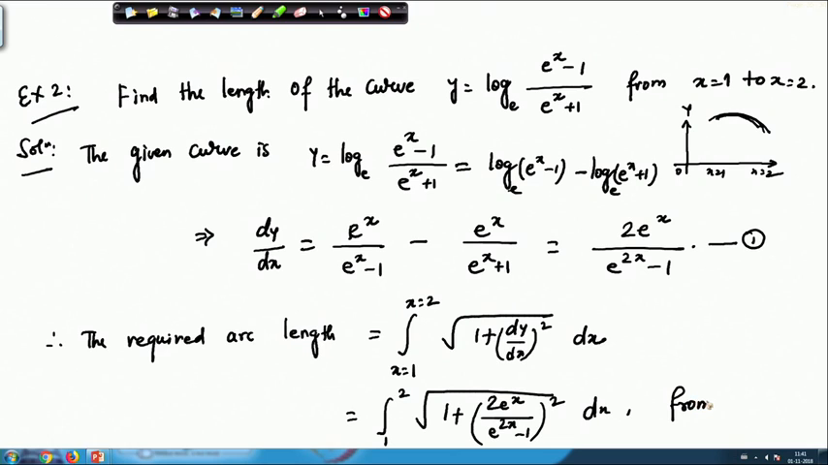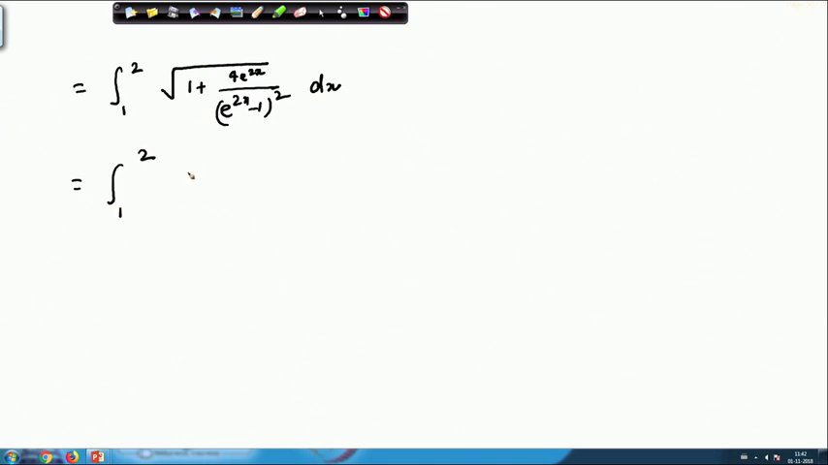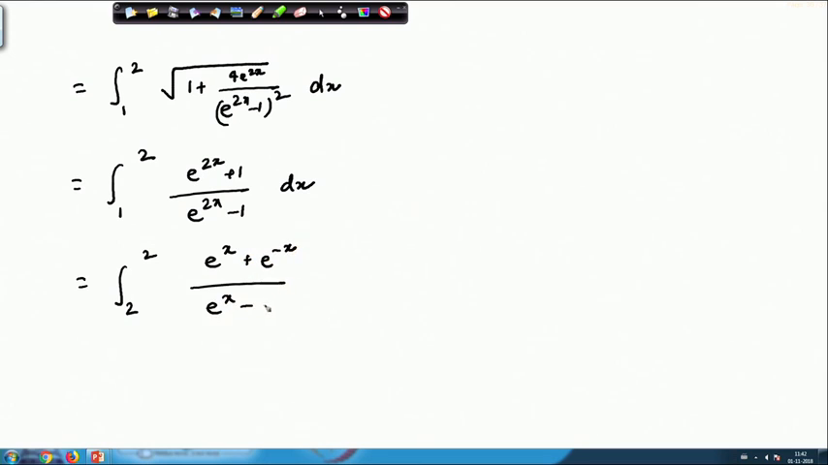We can write it as from 1. All right. So, if we do the square here, this will reduce to the integral from 1 to 2 of square root of (1 + 4e^(2x)/(e^(2x) - 1)^2) dx, and this can be simplified to the integral from 1 to 2 of (e^(2x) + 1)/(e^(2x) - 1) dx, and this can be further simplified to (e^x + e^(-x))/(e^x - e^(-x)) dx. We are just multiplying both numerator and denominator by e^(-x).